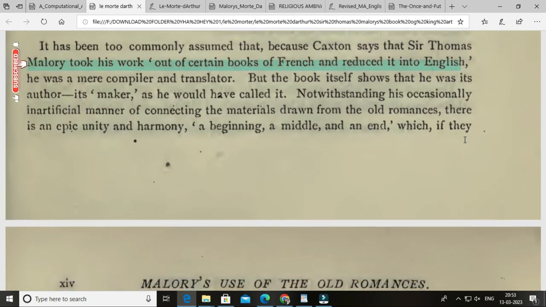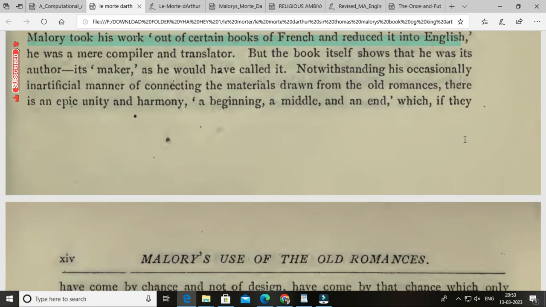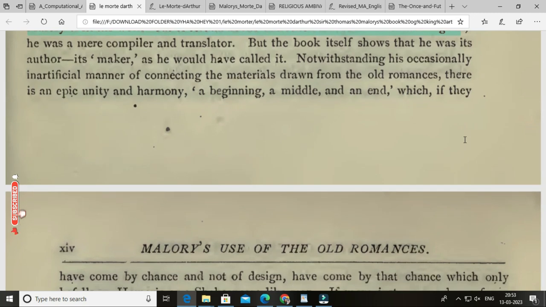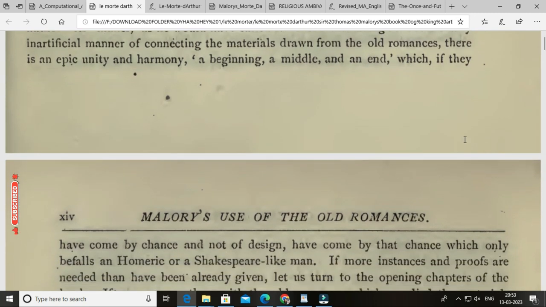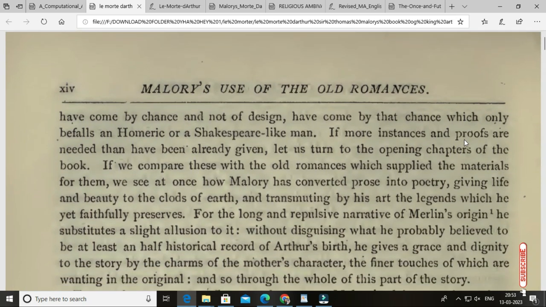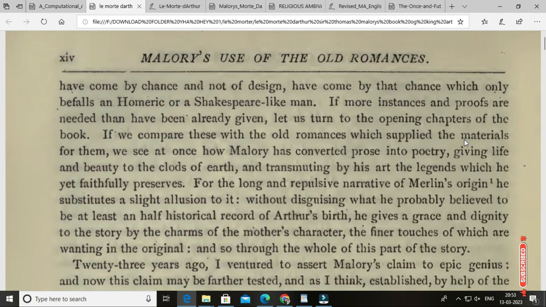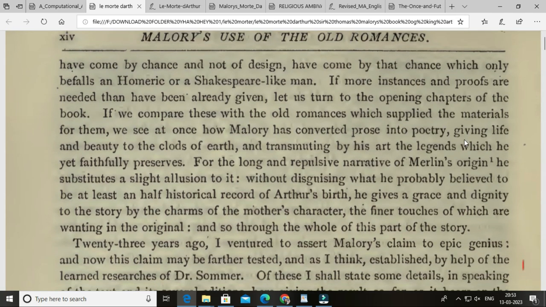Notwithstanding his occasionally artificial manner of connecting the materials drawn from the old romances, there is an epic unity and harmony, a beginning, middle and end, which cannot have been a chance, not of design, and which only befalls an Homeric and Shakespeare-like man. If more instances and proofs are needed than have been already given, let us turn to the opening chapters of the book.